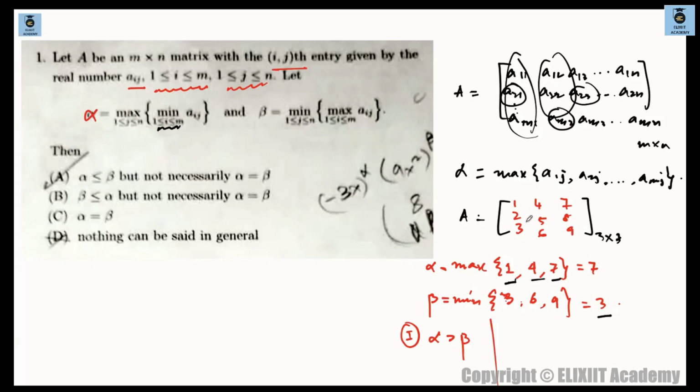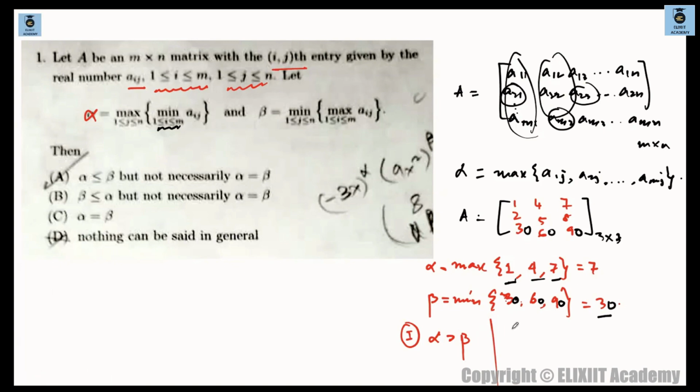Now suppose I make a bit of change here. Let's say I make these values 30, 60, and 90. So this will also change to 30, 60, and 90. In that case, the minimum value will be 30.